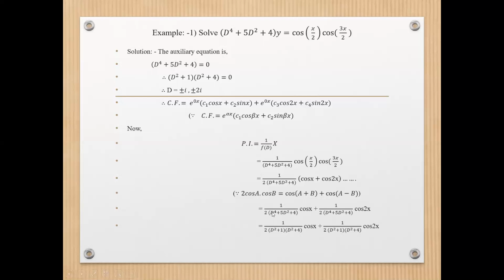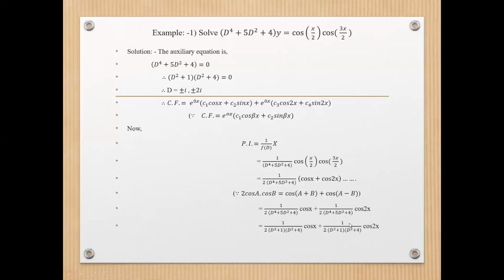Here, D raised to 4 plus 5D square plus 4 can be written as D square plus 1 into D square plus 4. So instead of this, we can write the denominator as D square plus 1 into D square plus 4. So this first term becomes 1 upon 2 times D square plus 1 into D square plus 4.